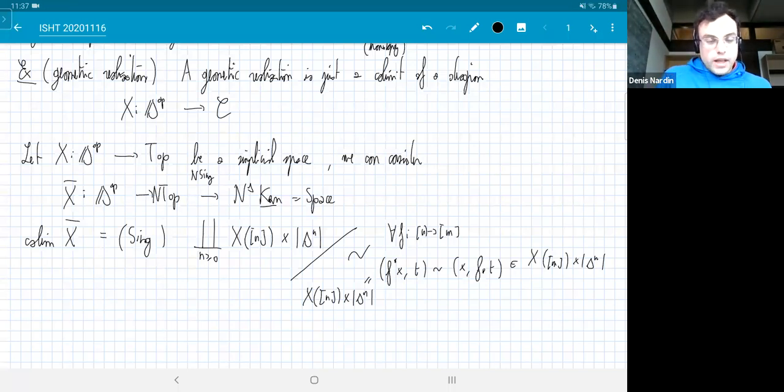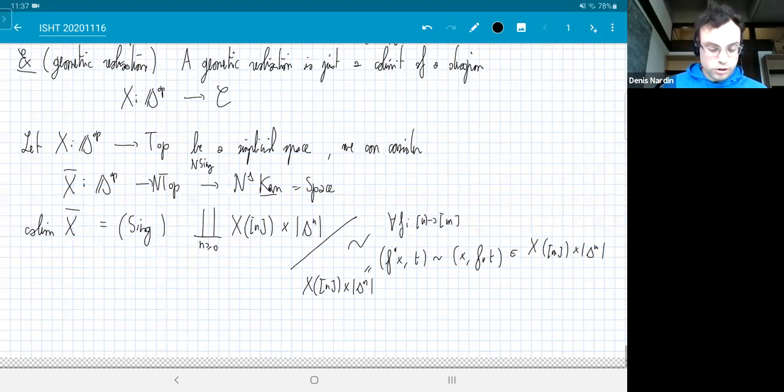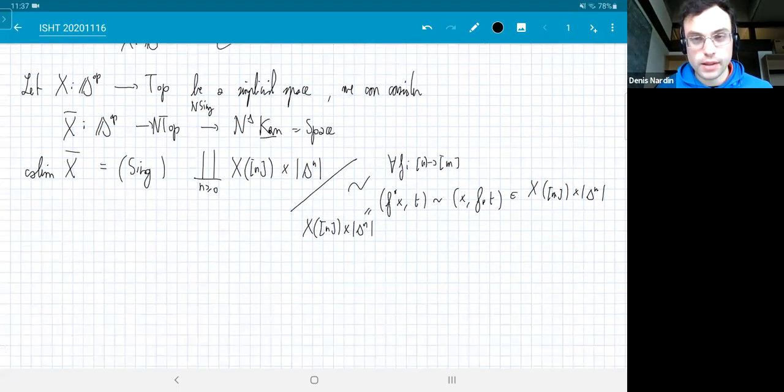And okay, why am I doing this? Well, first of all, because it's a fairly explicit type of homotopy colimit I can actually write down. But also because you can build all homotopy colimits out of coproducts and geometric realizations. So having a formula for the geometric realization is going to be useful.